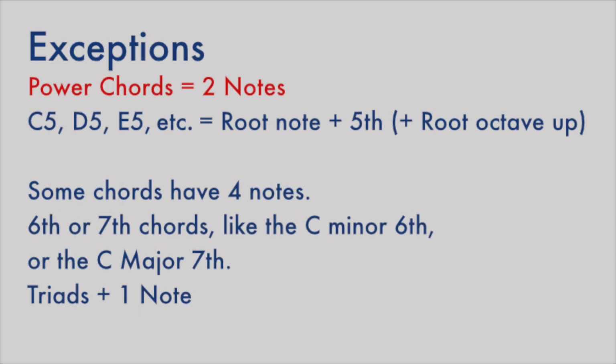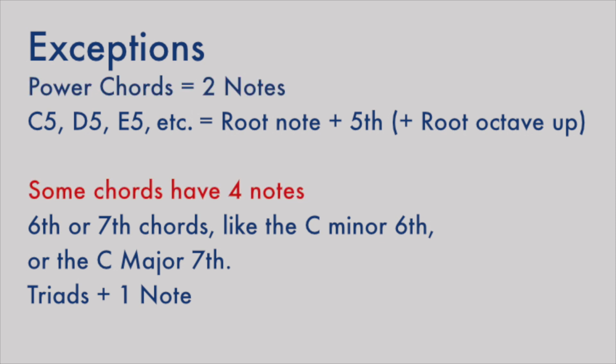As I said earlier, most chords consist of just 3 notes, but there are exceptions. Power chords, like C5, D5, E5, etc., only have 2 notes. These consist of the root note and the 5th note from the major scale. Power chords are often played with the root note, the 5th, and the root note again, but 1 octave higher.